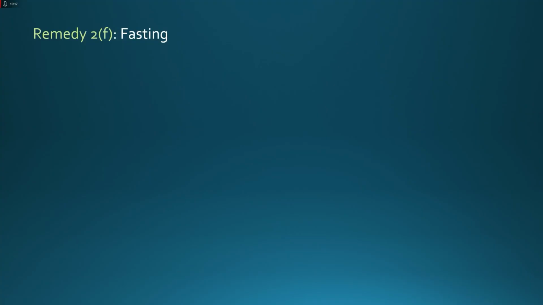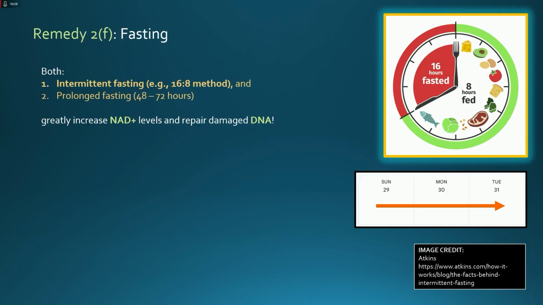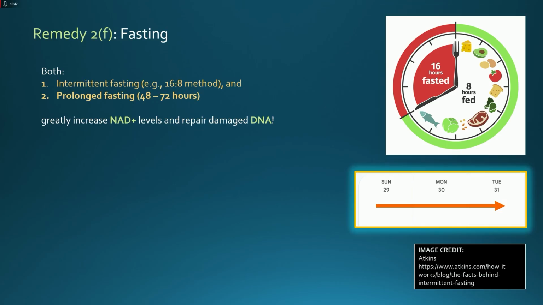And lastly, 2F, fasting. So both intermittent fasting and prolonged fasting greatly increase NAD plus levels and repair damaged DNA. Intermittent fasting is going to be easier. You fast for 16 hours and keep all of your eating in an 8-hour window. And prolonged fasting is 48 to 72 hours. Both of these will help increase NAD and repair the DNA.